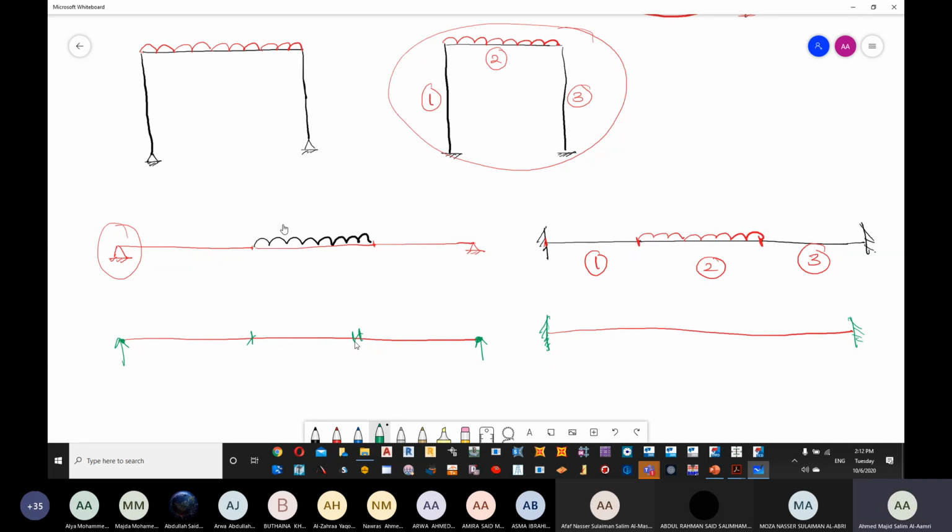Are we fine? In this point, okay, it's discontinuous. Okay, it's discontinuous. What about these?